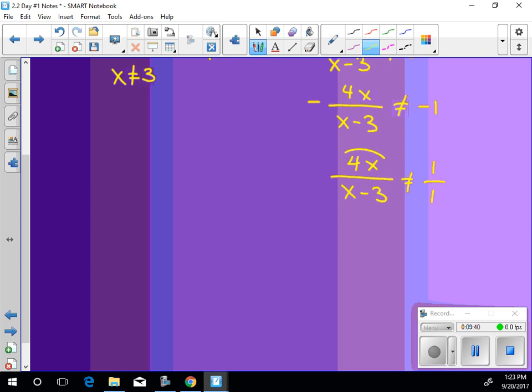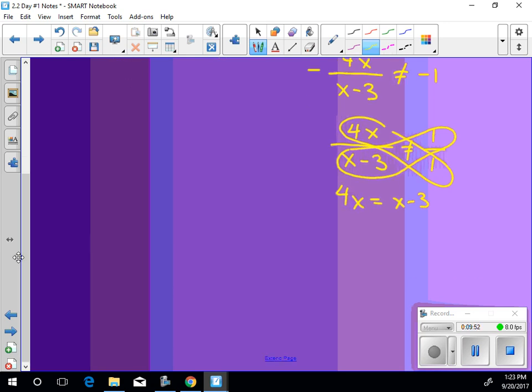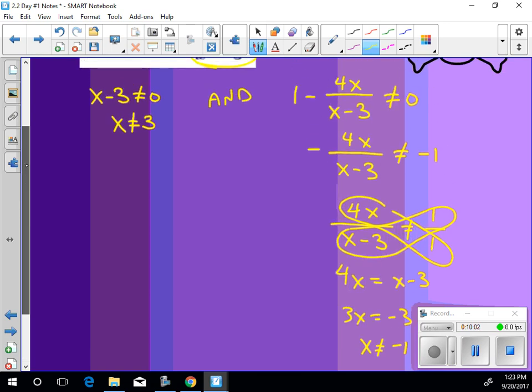I'm going to take 4x times 1. I get 4x. I'm going to take x minus 3 times 1. I'm going to get x minus 3. And I'm going to solve this. You might have already solved it in your head. That's fine. I'm going to subtract. I get 3x equals -3. So x cannot equal what? -1. So for my restrictions, I want x to never equal 3, and I want x to never equal -1.